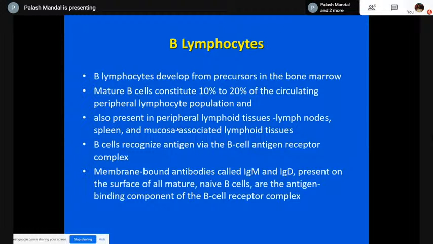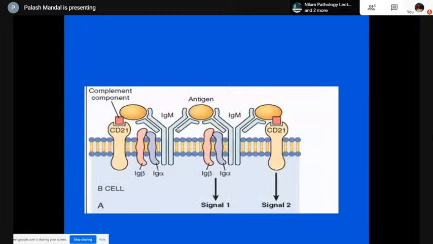B lymphocytes. As I told you, almost 10 to 20% of the circulating peripheral lymphocyte population are B lymphocytes, in fact it may be a little more than that. They are also present in the lymph nodes, spleen and mucosa, and they are the majority in the lymphoid tissue. The germinal center and everything is composed of B lymphocytes. Like T lymphocytes, B lymphocytes also recognize the antigen by the B cell antigen receptor complex. So this is the antigen, and this is the immunoglobulin IgM. This is the receptor complex, and it is presenting the antigen complex to the CD21 on the B cell.